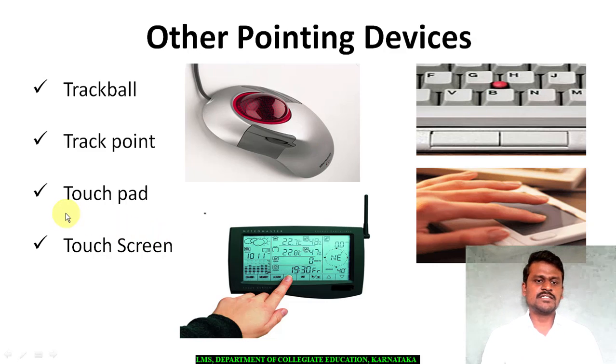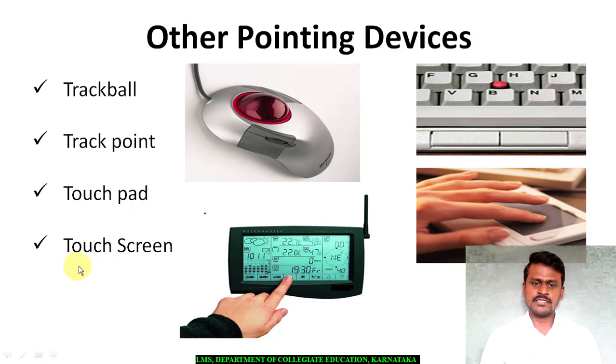Next is the touch pad. You can see here, this is one kind of touchpad where you can type anything using the touchpad. For example, nowadays smartphones are touchpads. You can use the full screen for selecting, playing, texting or watching movies. So touchpad movement is also called one of the pointing devices.